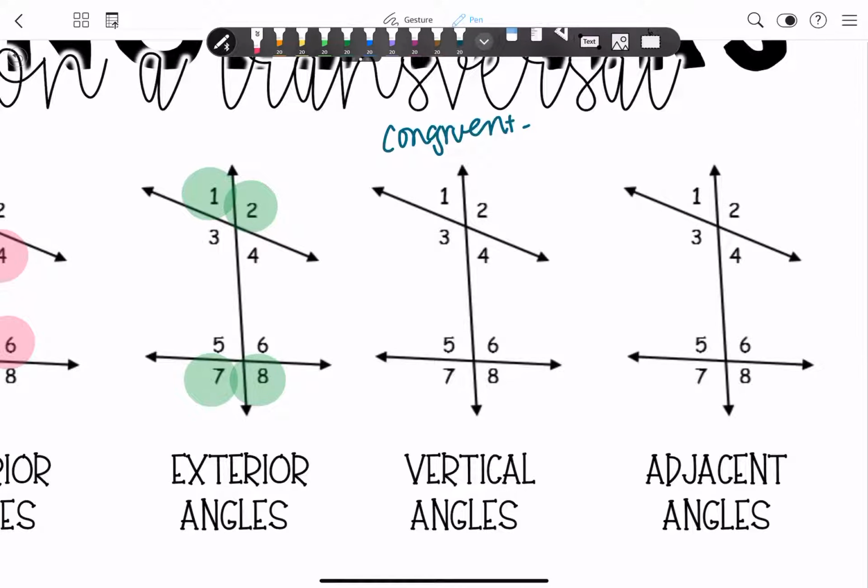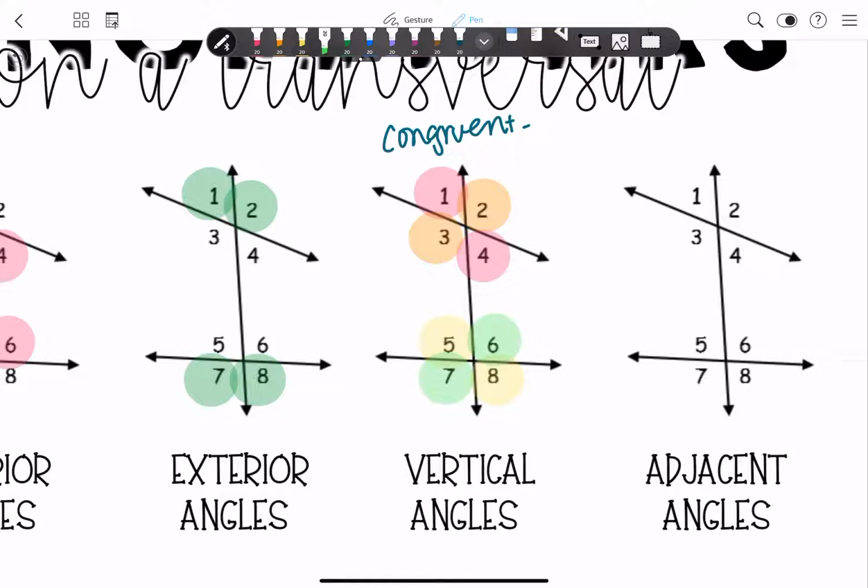So the first set I have are 1 and 4. These are congruent. And then I've got 2 and 3, which are congruent because they're vertical. And then we've got 5 and 8, they're opposite rays. And then we've got 6 and 7.